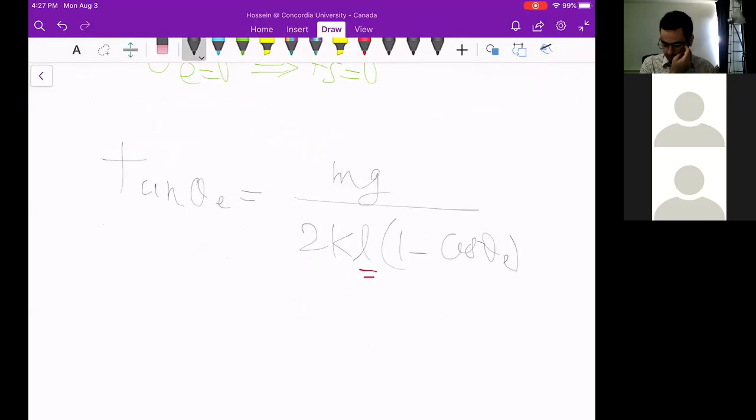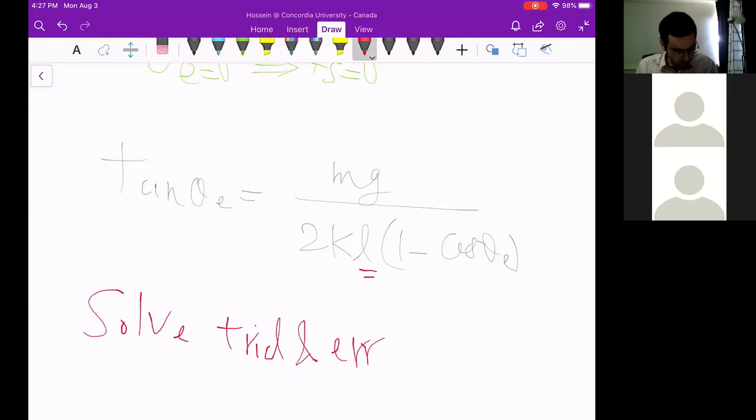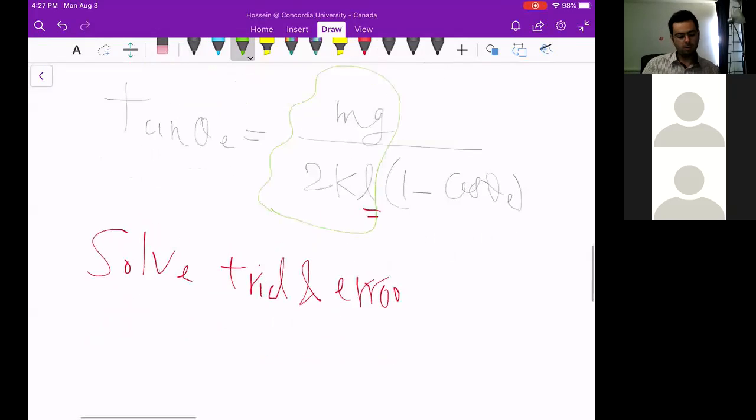So solve by trial and error. Just give some theta and see if you could find the theta E for a given value of mg over 2kl. So mg over 2kl we assume is given, or you could assume a number, and just give a number for theta E and then go for theta.